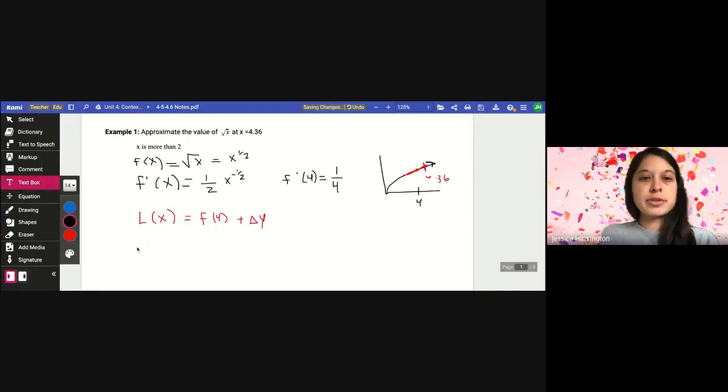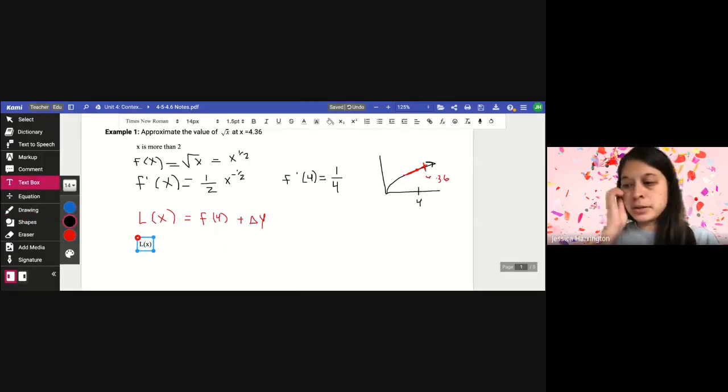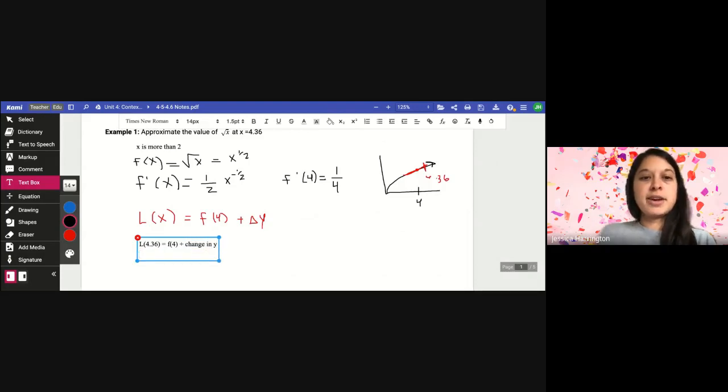So how do we do that? Now I'm going to just use this text box. So L of x, the linearization that we're going to approximate, we're going to find at 4.36, and it's going to be equal to, well, what's the value of f of 4? No, it's not 1/4. I don't know why I said that. It's 2. I'm just going to type this, and I'll type change in y because I can't find the triangle.